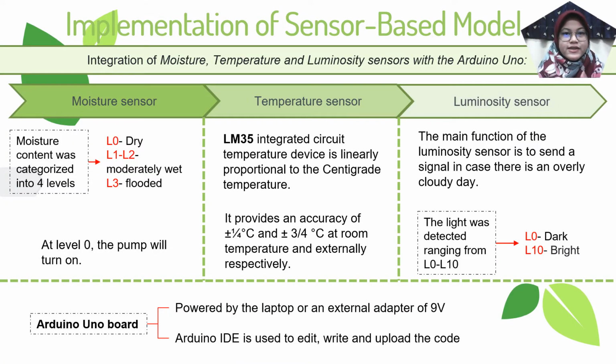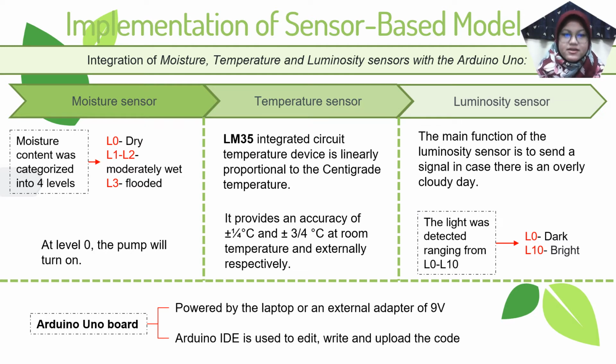How did they develop a sensor-based model? The first is the integration of the sensors with the Arduino Uno board. For the moisture sensor, the moisture content was categorized into 4 levels. L0 indicates that the soil is dry. L1 and L2, the soil is moderately wet, and L3, flooded. At level 0, the pump will turn on.